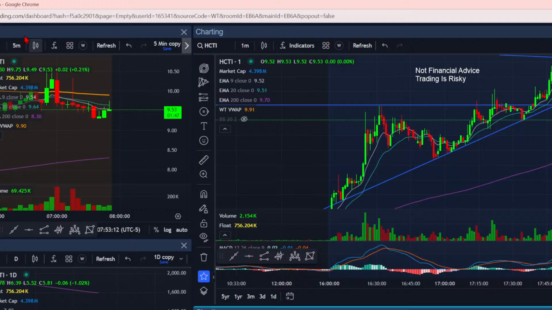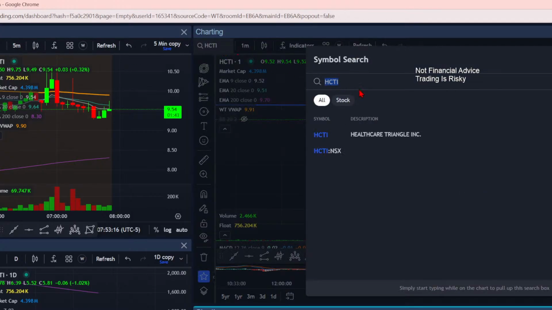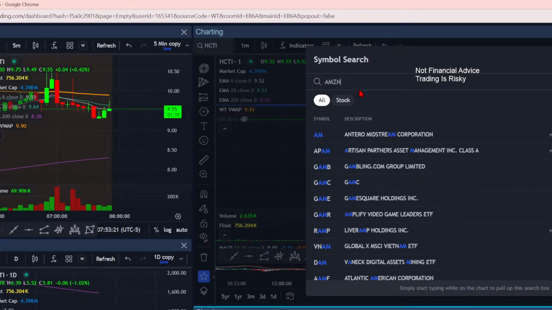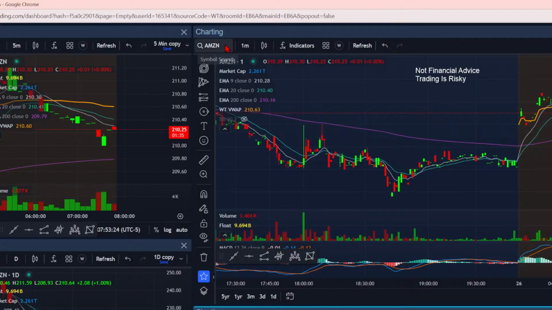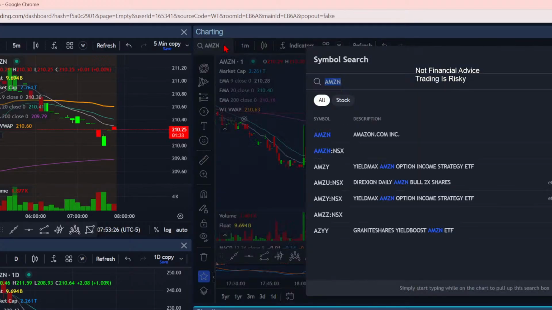But yeah, that's time frames. Time frames is the most important thing. And then you have ticker symbol. This is where you type in the stock. So if you want to look at like Amazon, you type in AMZN. The only thing is you have to know the ticker symbol if you're going to put it in. Does that make sense?